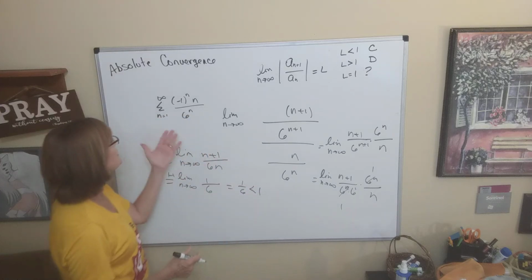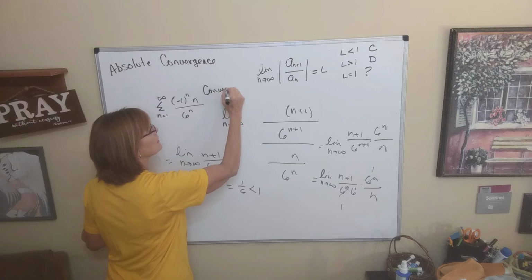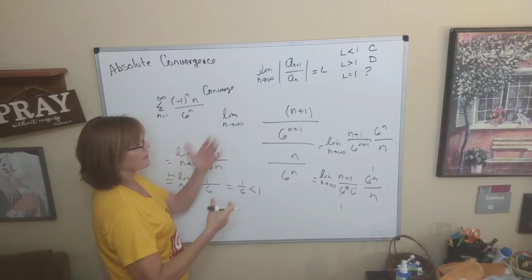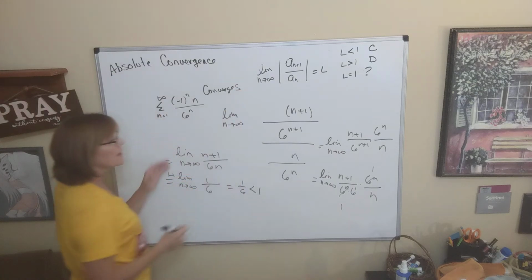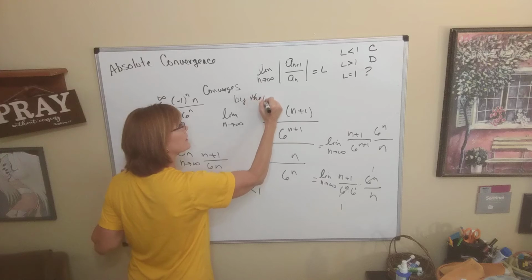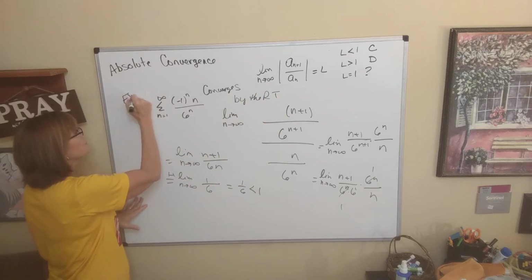So we say that this series will converge absolutely, which means therefore it converges by the ratio test. Okay, that was example 2.